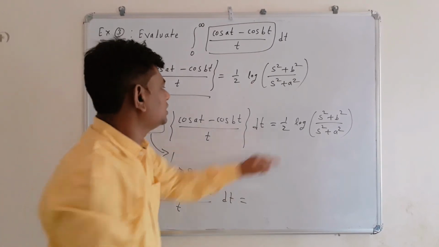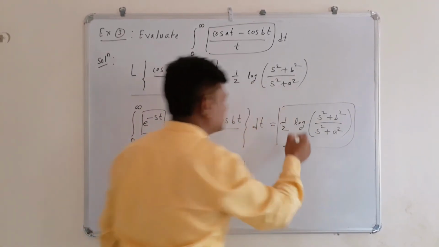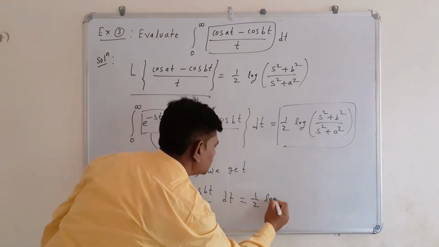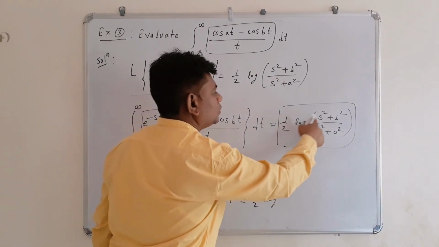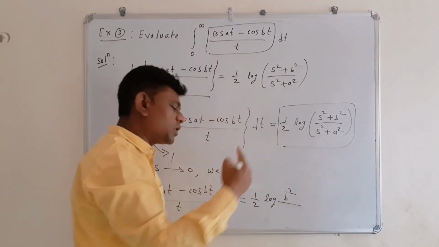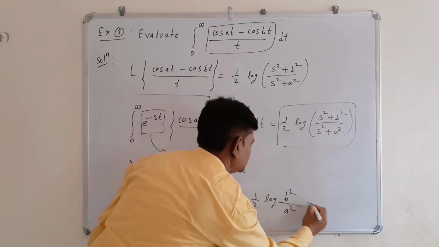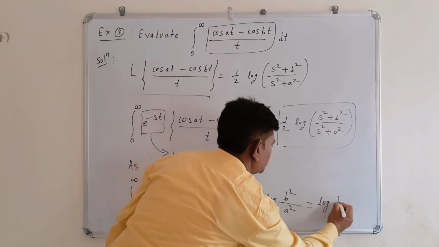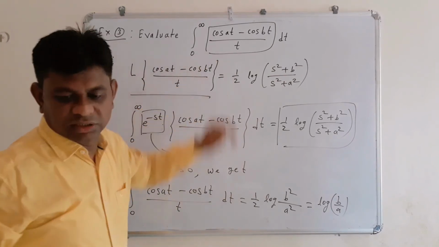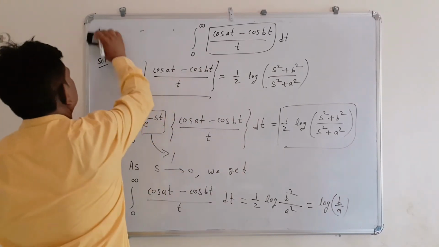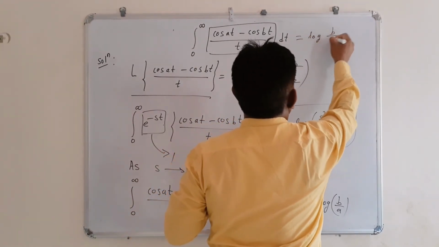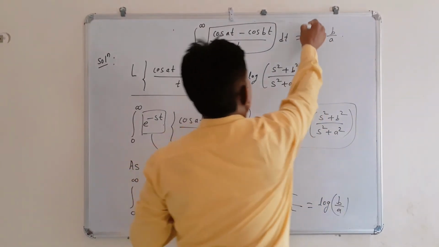So therefore this integral from 0 to infinity of (cos at minus cos bt) upon t dt is equal to, now again at s equal to 0, half log of 0 plus b square, which is b square, upon 0 plus a square, which is a square. So this is equal to log of b upon a, and therefore this integral is equal to log of b upon a. This is the answer.